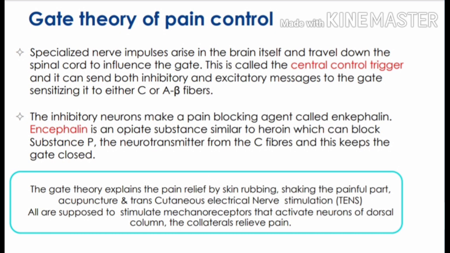The inhibitory neurons make a pain blocking agent called enkephalin. It is an opiate substance similar to heroin which can block substance P, the neurotransmitter from C fibers, and this keeps the gate closed. The gate theory explains the pain relief by skin rubbing, shaking the painful part, acupuncture, and transcutaneous electrical nerve stimulation. All are supposed to stimulate mechanoreceptors that activate neurons of the dorsal column, the collaterals that relieve the pain.